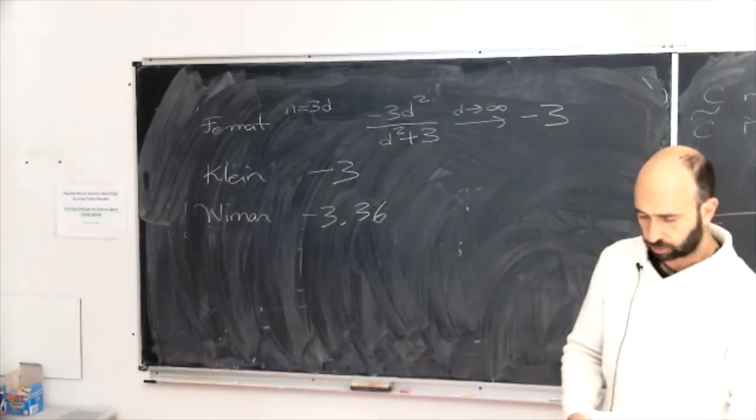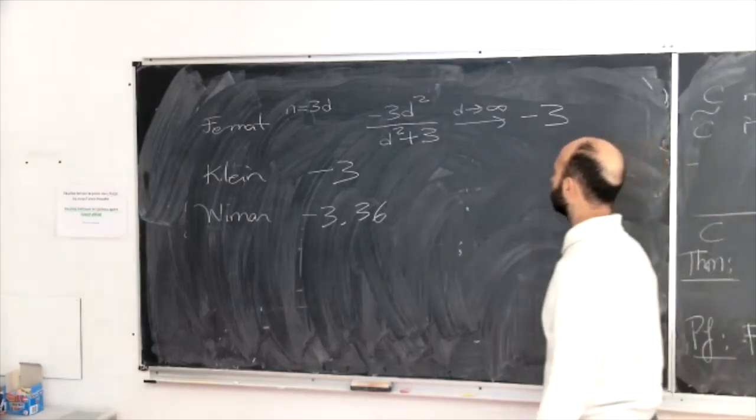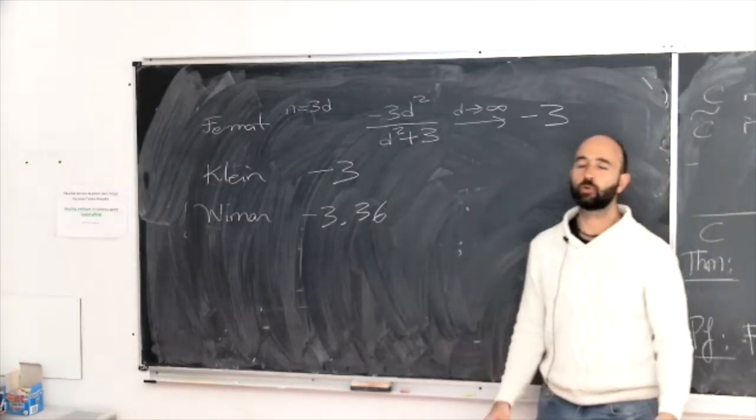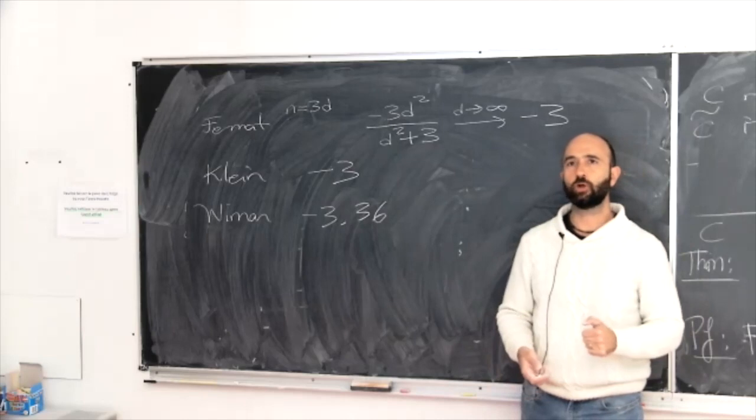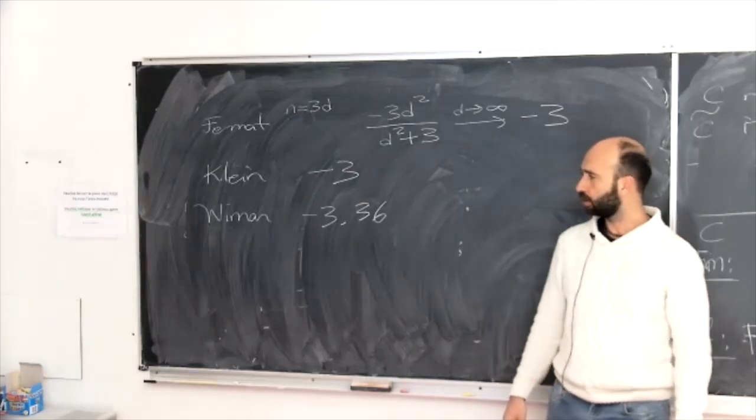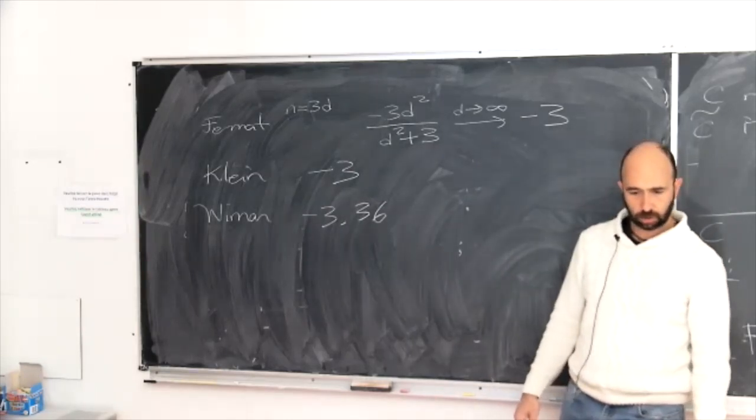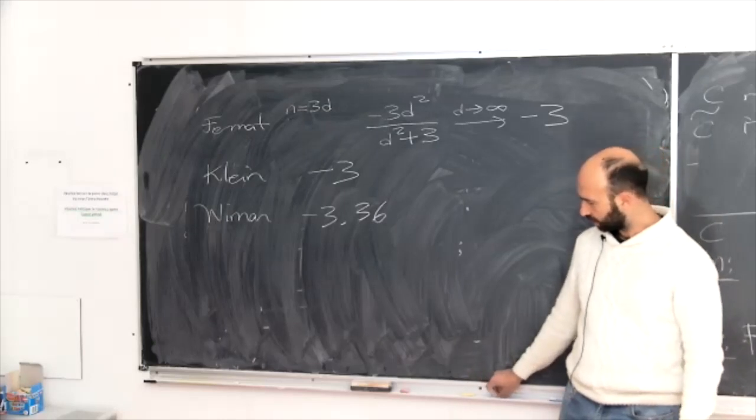So it's an intriguing question to ask whether you can go below this number by choosing some other configuration of lines or curves. And these are currently open questions.